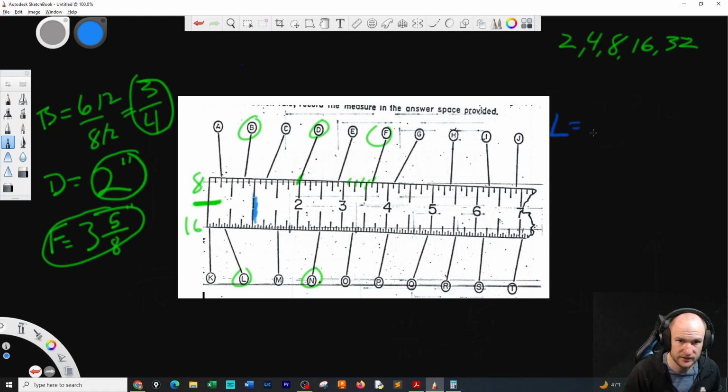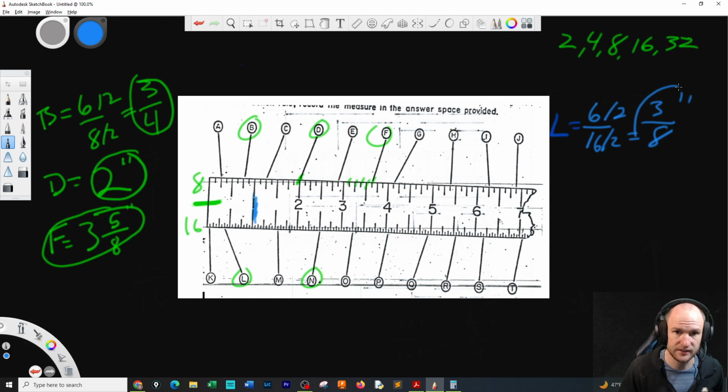So L is 16 for the bottom, and what's it over? So let's count. We got 1, 2, 3, 4, 5, 6. So L is 6/16. Bottom number checks out as a fine possible bottom number, but the top number's even, so we have to divide both by 2. So in doing so, we get 3 over 8. So it's 3/8 of an inch. That is the answer to L.